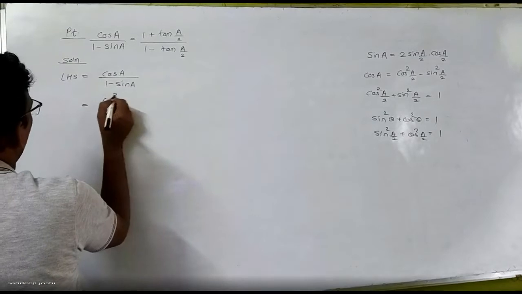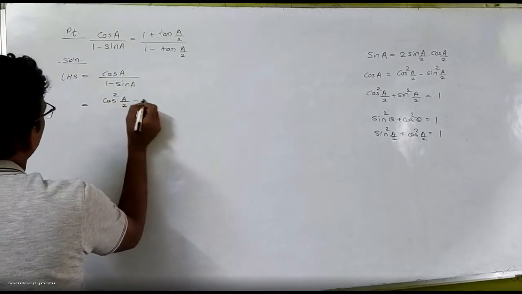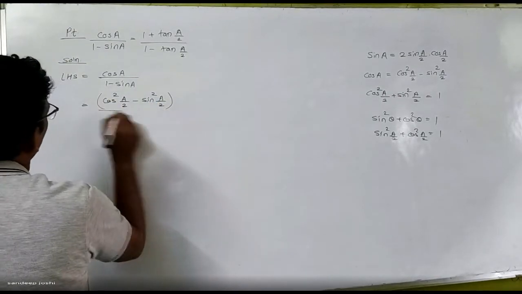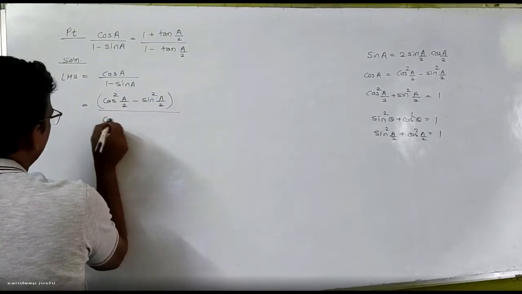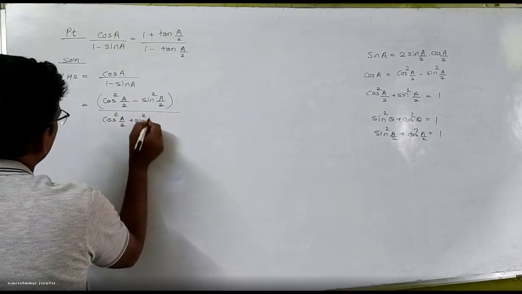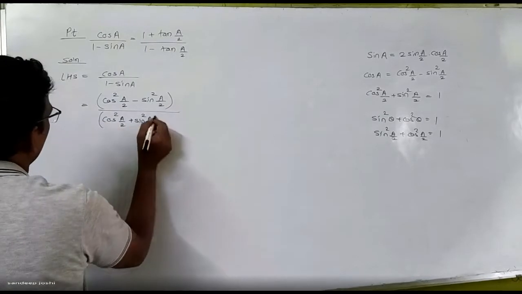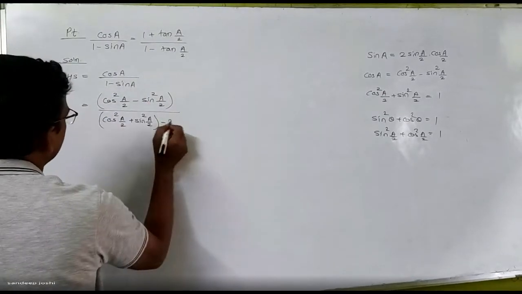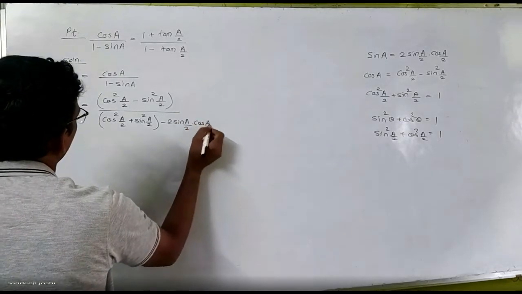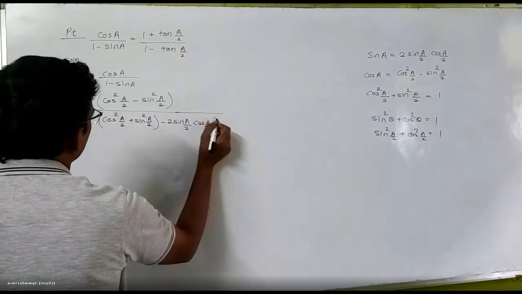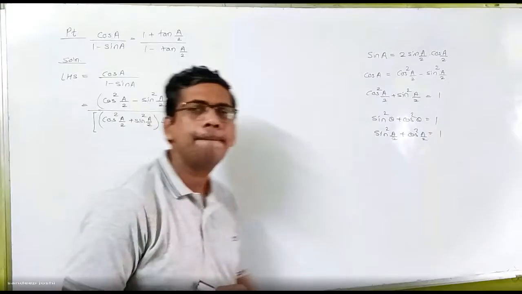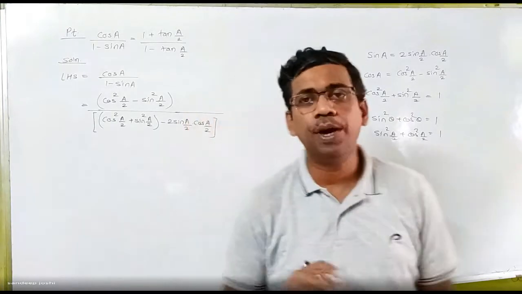It is cos square A by 2 minus sin square A by 2, whole divided by, 1 will be written as cos square A by 2 plus sin square A by 2, minus sin A is written as 2 sin A by 2 into cos A by 2. Are you getting it? That's a beautiful way of that adjustment.